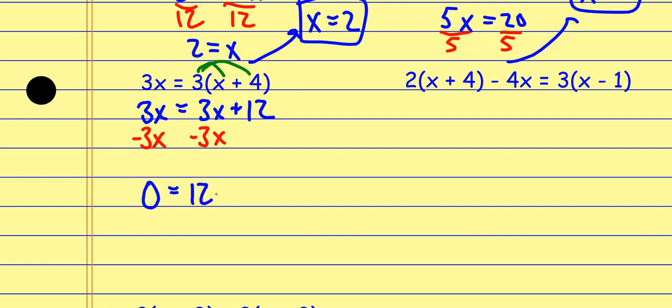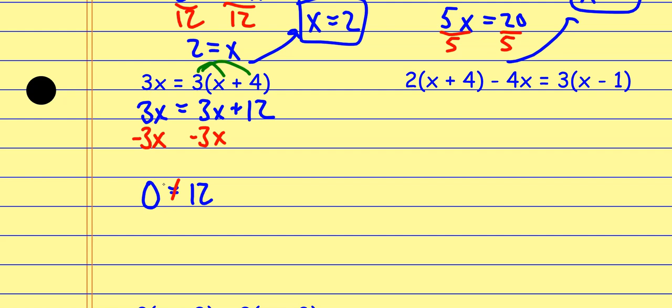And now I have a very strange situation. It says 12 equals 0. And if you think 12 equals 0, we might have to go back and review some things. If you're looking at that thinking, wait a minute, 12 doesn't equal 0, then you're absolutely right. 12 does not equal 0.